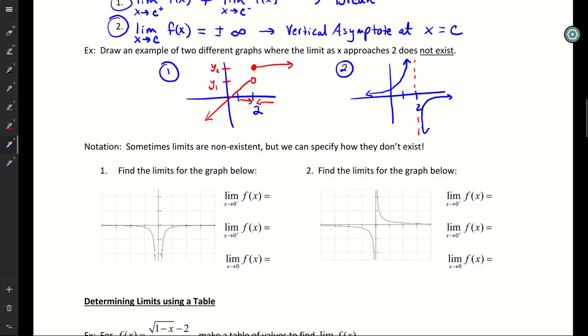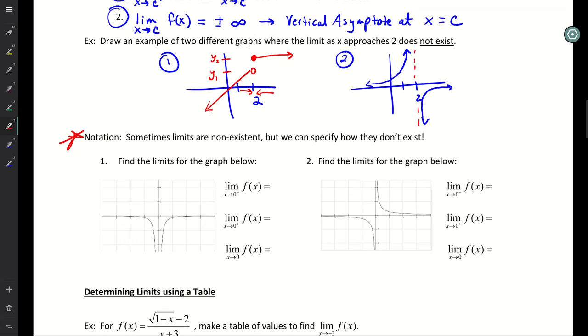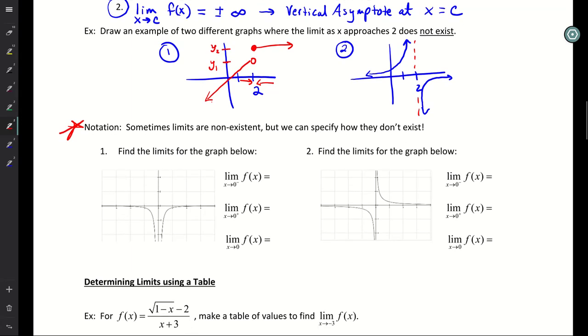Okay, so this is, I'm going to say, the kind of tricky part about limits. Sometimes limits are non-existent, but we can specify how they don't exist. So let me explain using these two examples. For number 1, it says find the limits for the graph below. So we want to look at the limit as x approaches 0 from the left. As you approach 0 from the left, you see your graph has a downward turn. It looks like here we have a vertical asymptote at 0. So on here, we're going to say that that graph is approaching negative infinity.